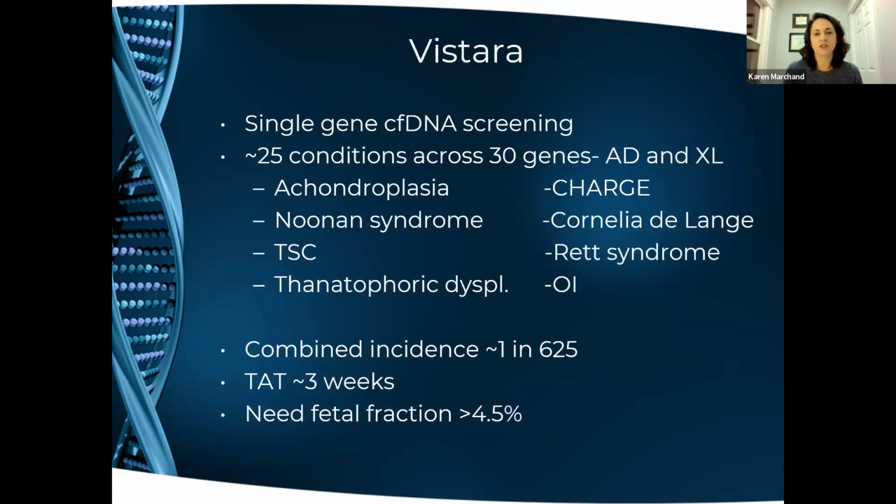So Vistara is a form of single gene cell-free DNA screening and looks for about 25 conditions across 30 genes. And these are primarily autosomal dominant conditions, but there is also X-linked condition. And some of the more common ones that you might be familiar with are achondroplasia, Noonan syndrome, tuberous sclerosis, thanatophoric dysplasia, CHARGE, Cornelia de Lange, Rett syndrome, and osteogenesis imperfecta. And altogether, the 25 conditions they've selected have a combined incidence of about 1 in 625 pregnancies, so fairly similar to the population incidence of Down syndrome.